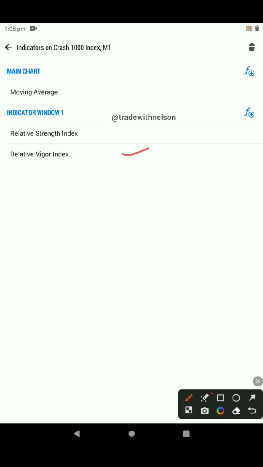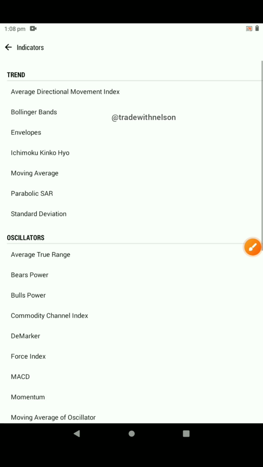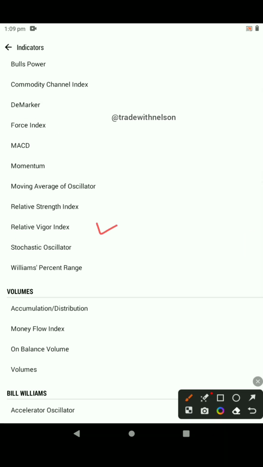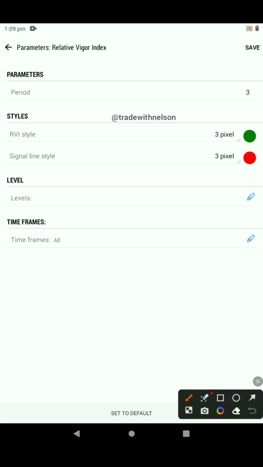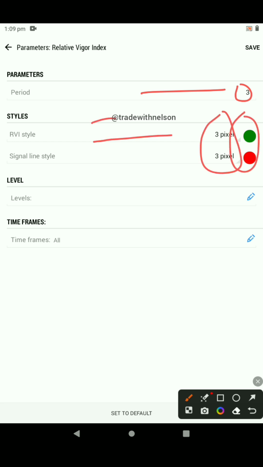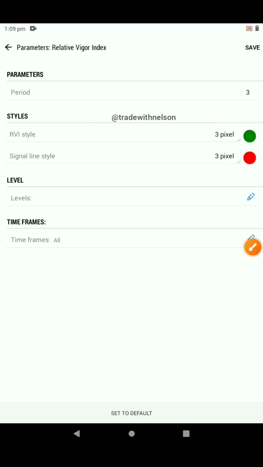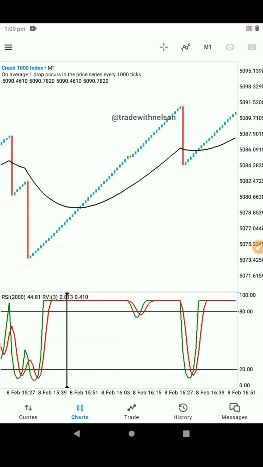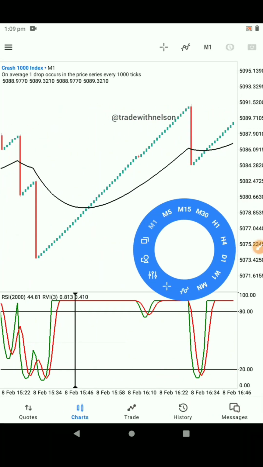To select the last indicator, first thing you do is to click on this F icon on the indicator window 1. Scroll down a bit. This is relative vigor index. Click on that. Make your period 3. Make the RVI style and the signal line style 3 pixels. Select a color of your choice. After that, you click on save. So if you follow my settings correctly, your chart should look exactly as what you see over here.